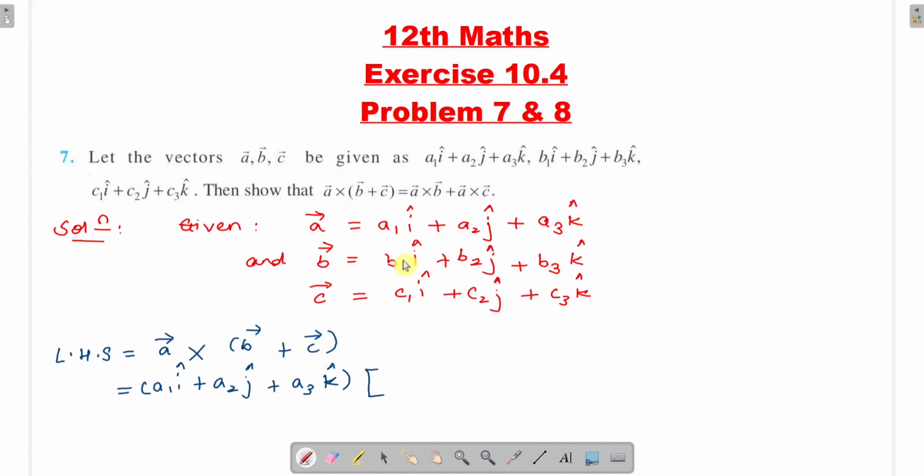and b bar plus c bar will be what? We just have to add the coefficients here. So (b1 plus c1) i cap, plus (b2 plus c2) j cap, plus (b3 plus c3) k cap. Okay, and cross product here. So you know the definition of cross product, right? So that we will use it here.